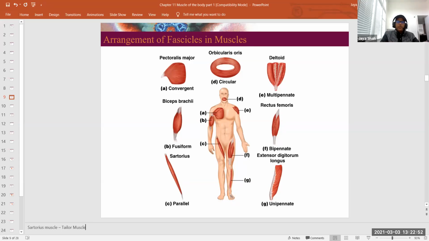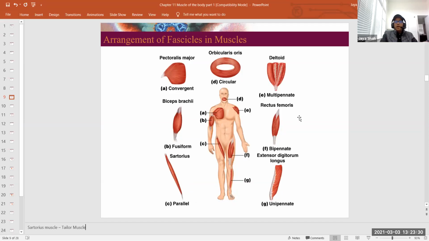Do you know when there was no electricity, the sewing machine was operated by your leg, by your foot. Pressing the foot, you turn the wheel, and that's how your sewing machine used to work. And to do that, you use a lot of this muscle. That's why it is called the tailor's muscle. So the sartorius muscle is an example of fasciform. Not fasciform, sorry, the parallel.